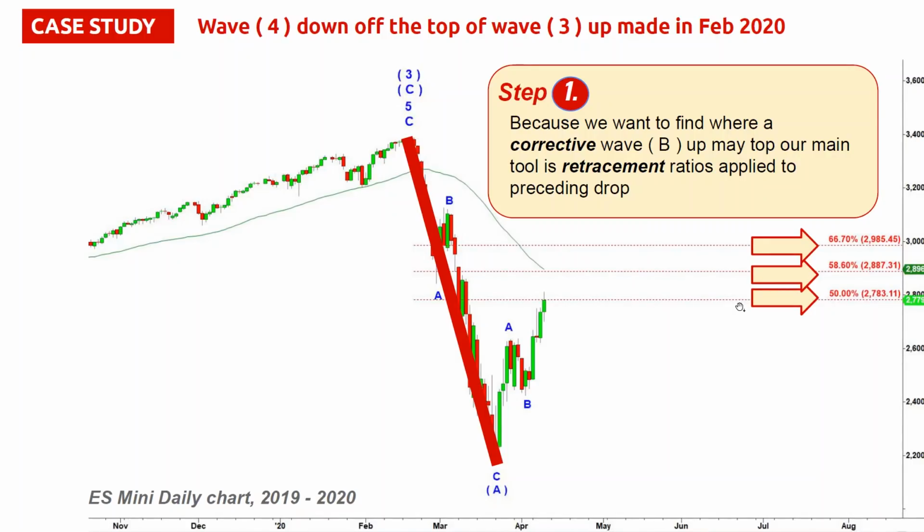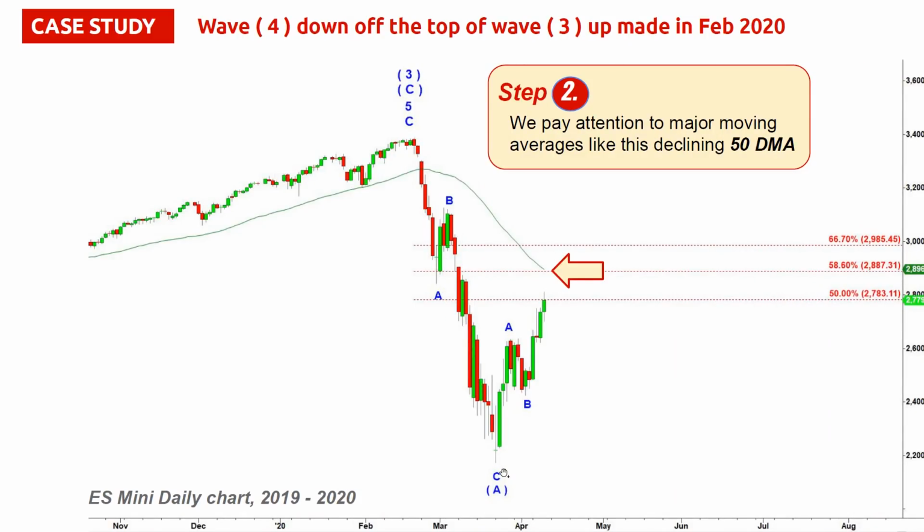What it means is that essentially the market was able to retrace half of the drop from the top made in February until the bottom made in March. Step number 2. We pay attention to major moving averages like this declining 50-day moving average, which is shown in green line. Not because that line has any magic meaning, but because so many traders watch it. You can see that at that moment, the location of that line is perfectly aligned with the next retracement level, 58-60%, which is located around 28.90.